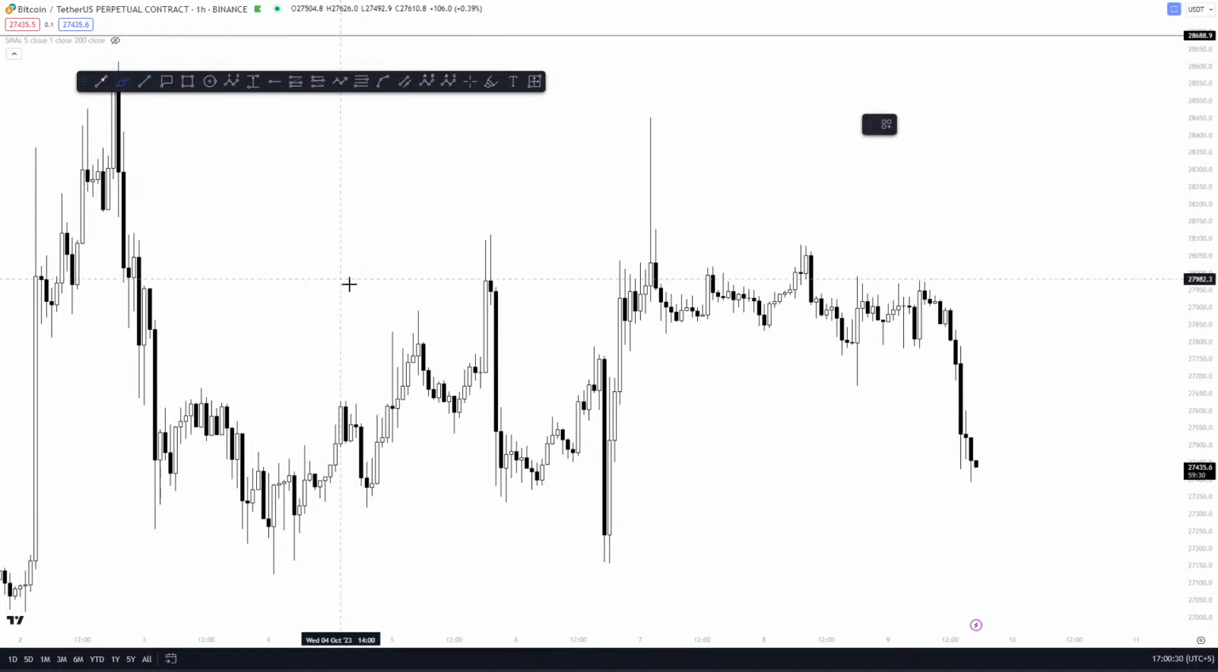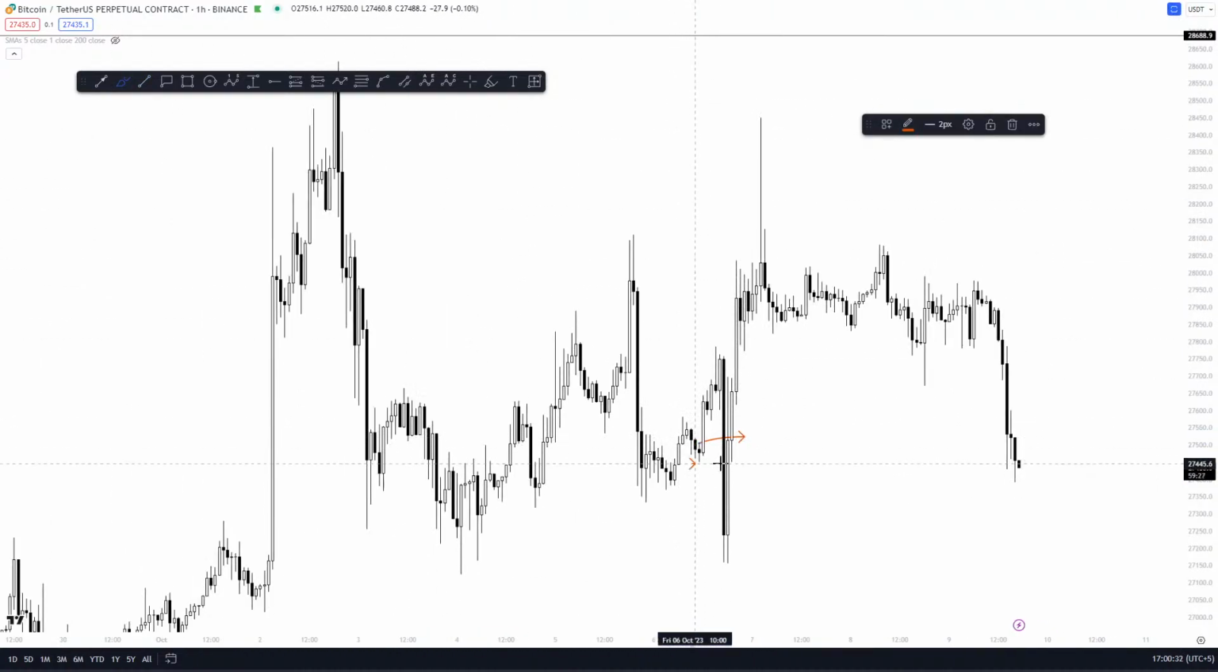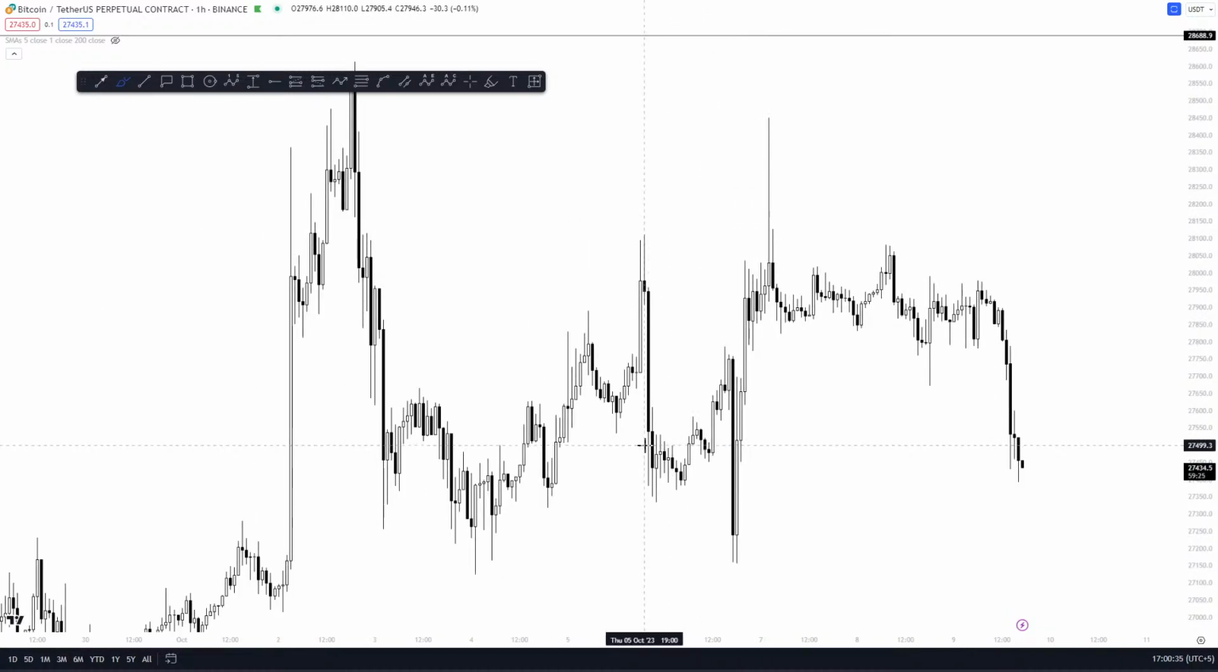Let's suppose we were bullish from here in my recent webinar. I was expecting bullishness from here by making my stop loss over here.